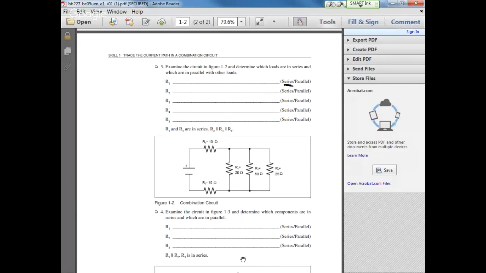All right. So R2 is right here. A little blurry, but here's R2. What is that? Parallel. Now it's asking for R3, parallel as well, all right? And R4 is parallel. And what about R5, which is down here? This is R5. It is series, all right?